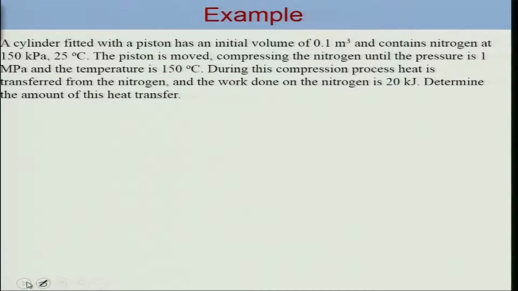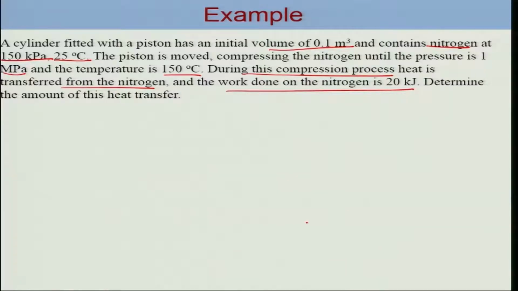This is a cylinder fitted with a piston which has an initial volume of 0.1 meter cube, which contains nitrogen at 150 kilopascal and 25 degrees Celsius. The piston is moved, compressing the nitrogen until the pressure is 1 megapascal and the temperature is 150 degrees Celsius. So essentially it is being compressed such that the temperature is increased as well as the pressure. Now during this compression process, heat is transferred from the nitrogen and the work done on this nitrogen is 20 kilojoules. So what we have to find out is the amount of this heat transfer.